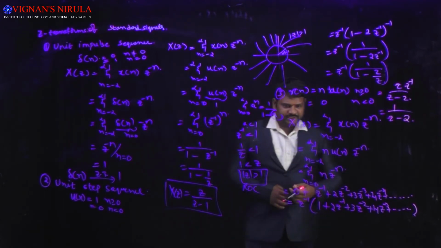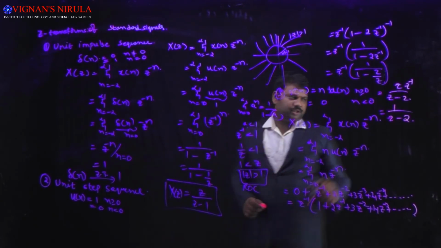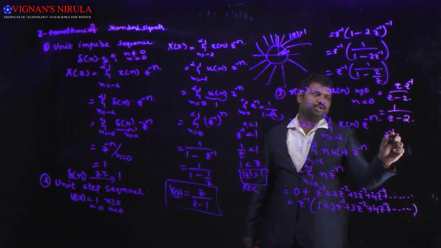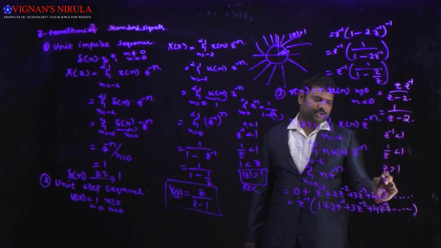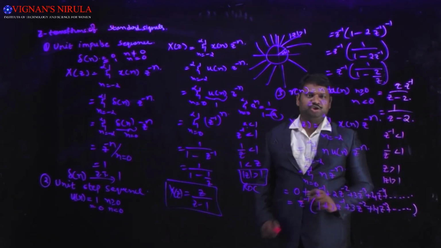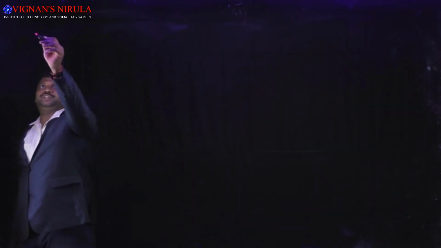And provided this z inverse should be less than 1, that is 1 by z will be less than 1 and z will be greater than 1. Therefore, mod z greater than 1 is your ROC. This one is the z transform of the ramp sequence.